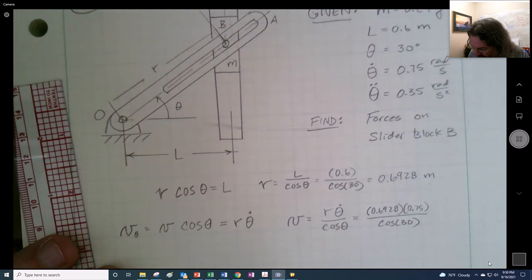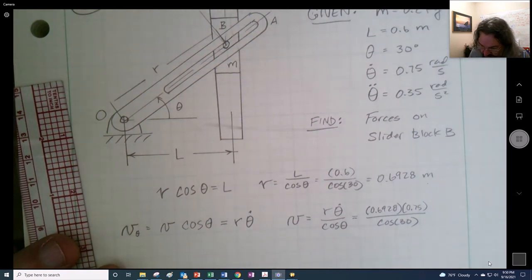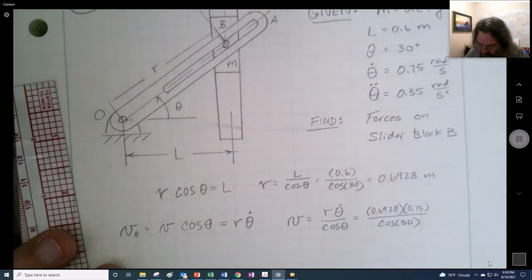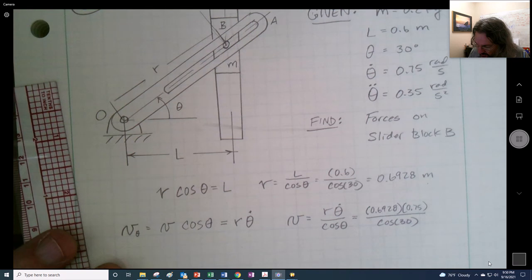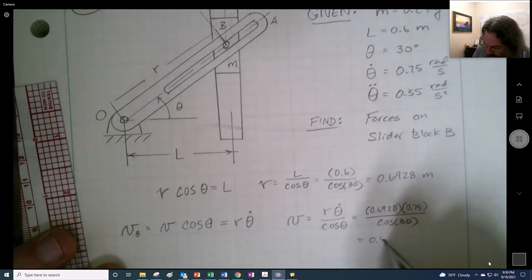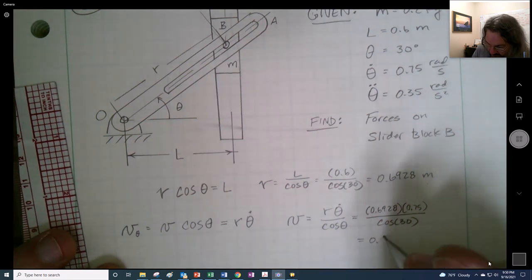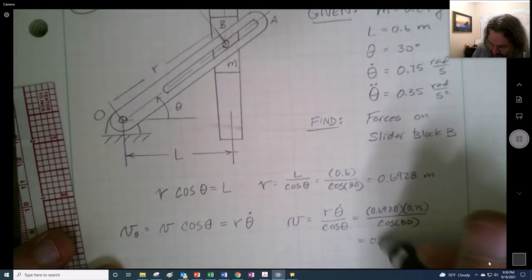I did something wrong there, so I'll go again: 0.6928, 0.75 times, and then 30 cosine, divided. Yeah, it gets really close. I'll do that again: 0.6928, 0.75 times, and then 30 cosine, divided. Okay, so that ends up being 0.6. I get a lot of 9s, so it actually comes out to 0.6. I think that's just a coincidence, so don't worry. Oh, 0.6, not 0.06. 0.6.